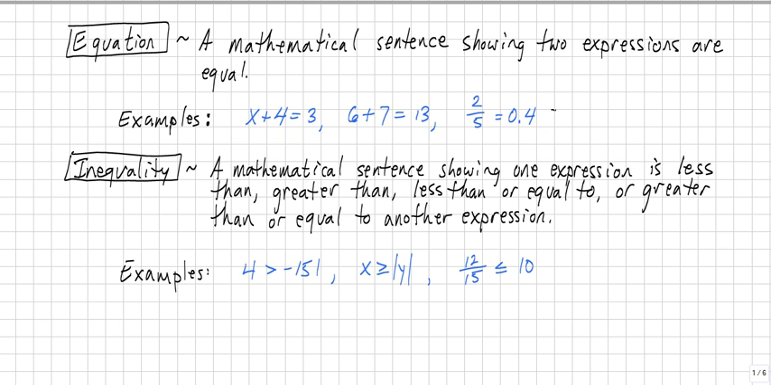But not all expressions are equal, so you might want to work with the fact that they're not equal. An inequality is a mathematical sentence showing one expression is less than, greater than, less than or equal to, or greater than or equal to another expression. For example, we know that 4 is greater than negative 151. Algebraically, we could say some variable x is greater than or equal to the absolute value of some other variable y, and 12/15 is less than or equal to 10. Those are just some examples of inequalities.